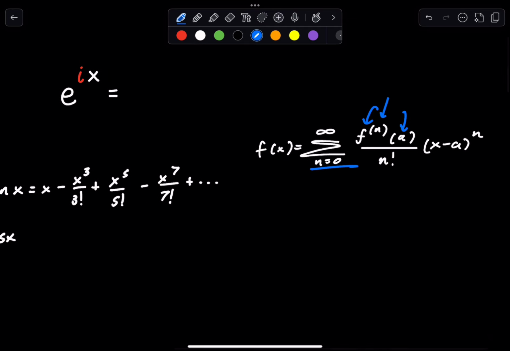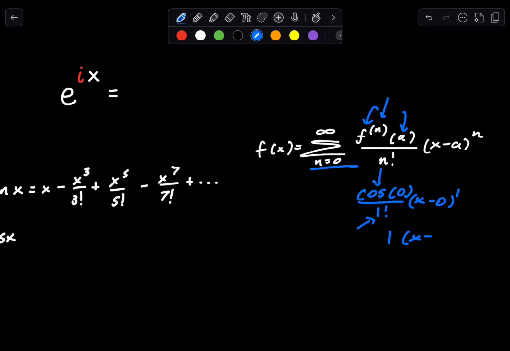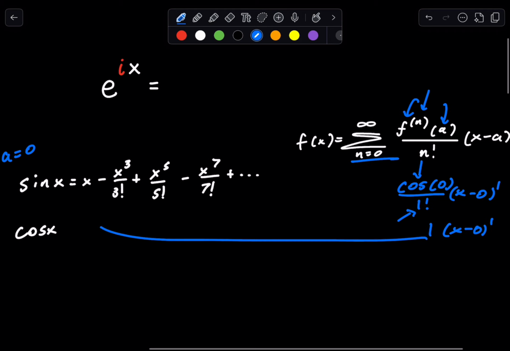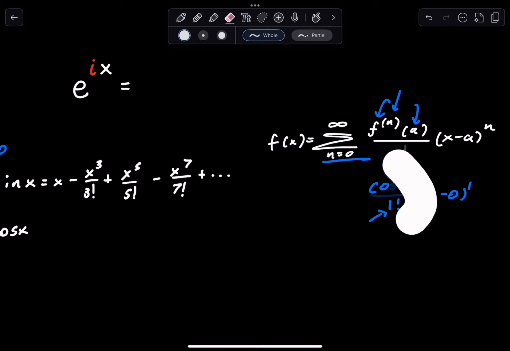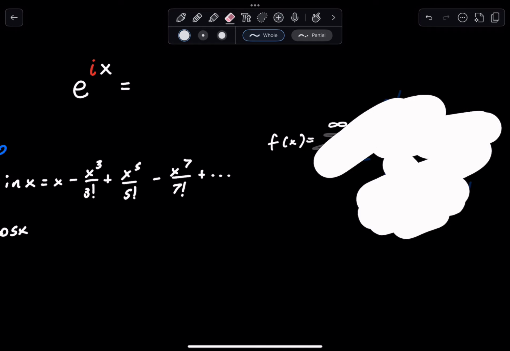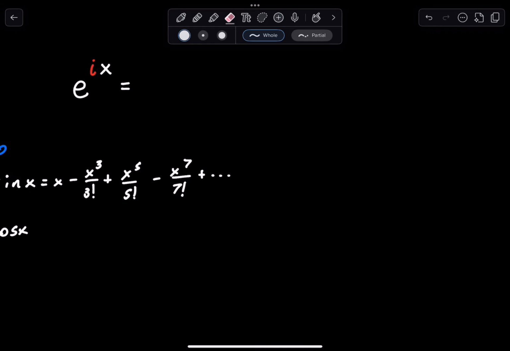Then we take the first derivative of sine of x, which is cosine of x. We get cosine of 0 over 1 factorial, because n increments, times x minus 0 to the 1. Cosine of 0 becomes 1. 1 factorial is 1. We get 1 times x minus 0 to the 1, and that's how we get our first term right there. Now, if you continue this out, this is what you'll get for sine of x, and it's pretty cool.